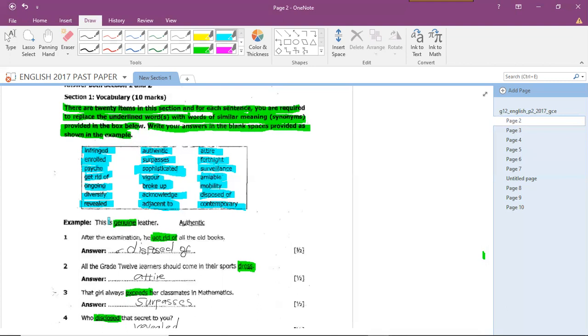So your composition has to consist of the words infringed, enrolled, psych, get rid of, ongoing, diversity, revealed, authentic, surpasses, sophisticated, vigor, broke up, acknowledge, adjacent to, attire, fortnight, surveillance, amiable, mobility, disposed of, contemporary. I want to see all these words used in your composition. If I don't see them, I'll be very unhappy. And that's how we learn English.